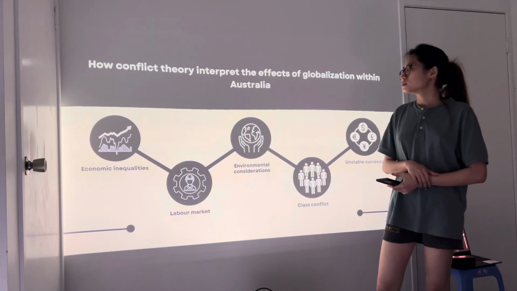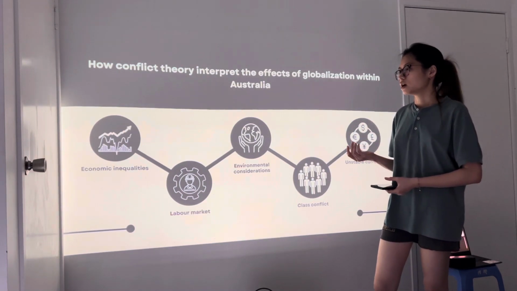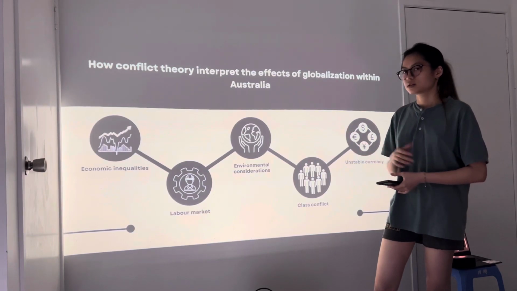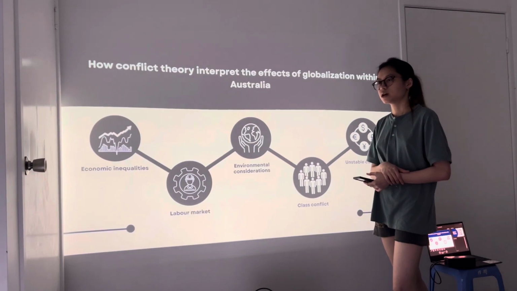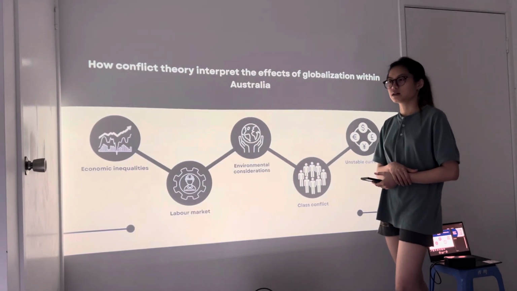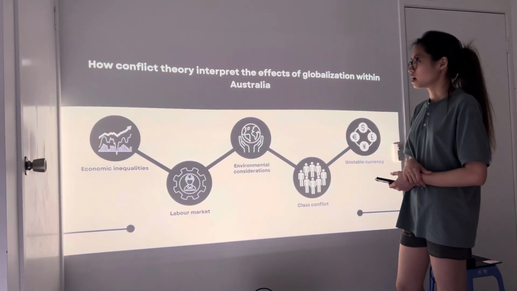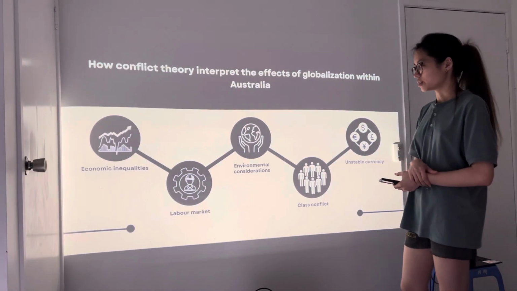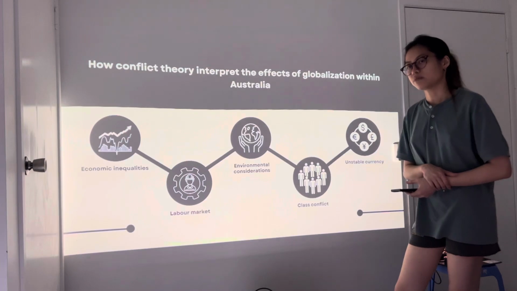It could create a lot of competing in terms of harvesting and mining resources in Australia, like charcoal, for example, and could create pollution.